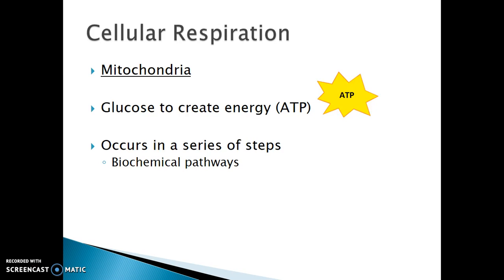So it's going to happen mostly in the mitochondria, and it's going to take the glucose that was made in photosynthesis, and it's going to slowly break that glucose apart in a series of steps, those biochemical pathways. It's going to slowly break down step by step and release a little bit more energy each step of the way. And remember, our energy molecule is ATP, adenosine triphosphate.